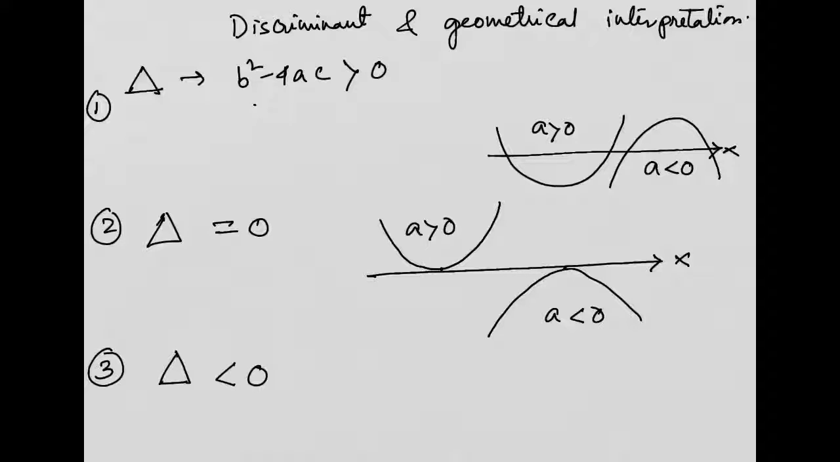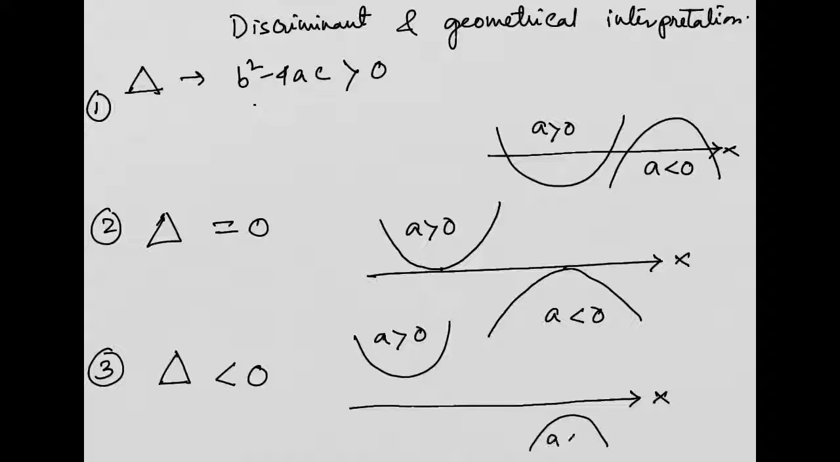Now, when it is less than 0, graphically you have seen that this is the x axis, then the parabola is not touching the axis at all. There is no x intercept with the graph. Again, if a is greater than 0, it would be concave up, and if a is less than 0, my graph would be concave down.